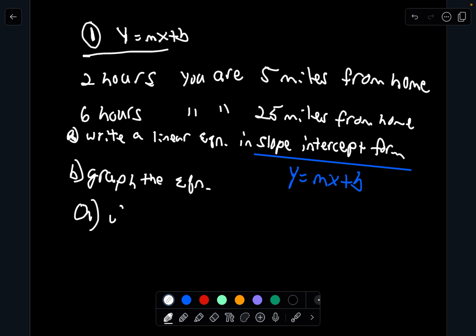One point was 2, 6. I'm sorry, did I say 2, 6? 2, 5, because it's 5 miles. And then it's 6, 25.